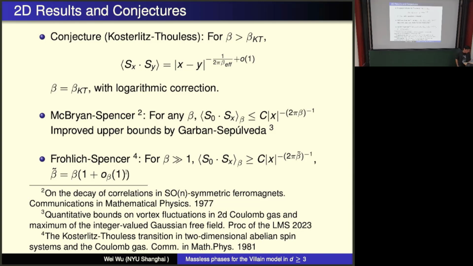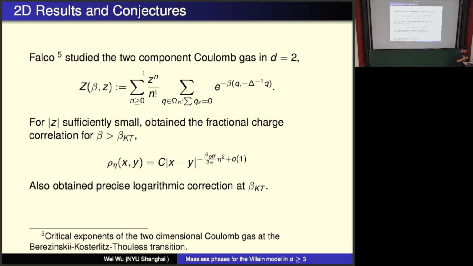Right. So that's the upper and lower bound, and this question still remains open in 2 dimensions. For related models, this kind of asymptotics has been proved. Maybe let me just briefly mention one example, the 2-component neutral Coulomb gas, which Falco studied. It's a neutral Coulomb gas with sufficiently small activity, and he can actually rigorously prove that the correlation function has this particular asymptotic behavior for beta larger than the critical temperature.